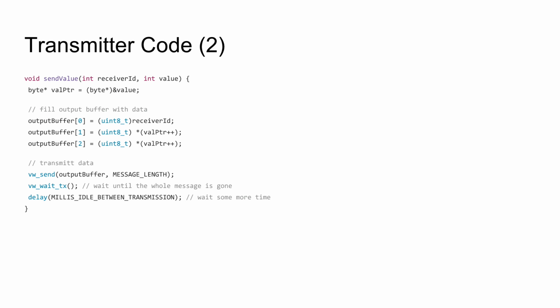And inside the send value function it looks like so. We have an output buffer, which is essentially the protocol. The first part is the receiver ID, and the two remaining parts are the data. So the integer value is split up into 2 parts and then transmitted using the VirtualWire library function VWSend, and then it waits until the whole thing is gone. And then the timing, which I mentioned earlier, there's a little delay in there.